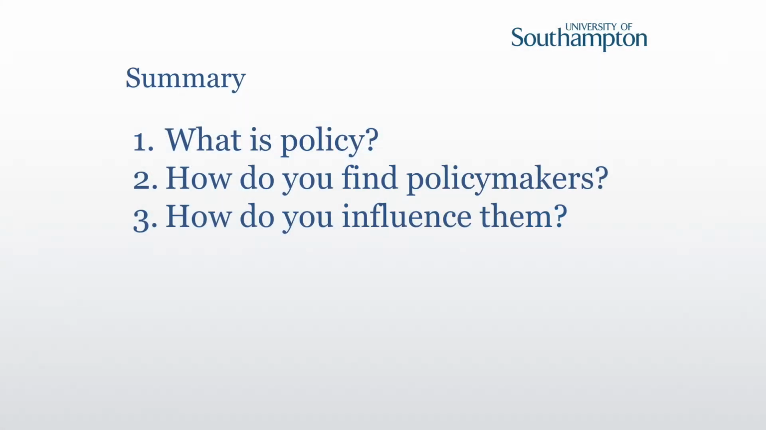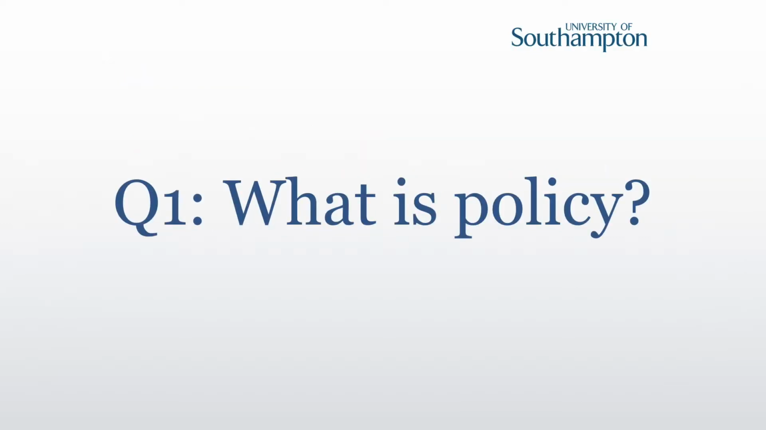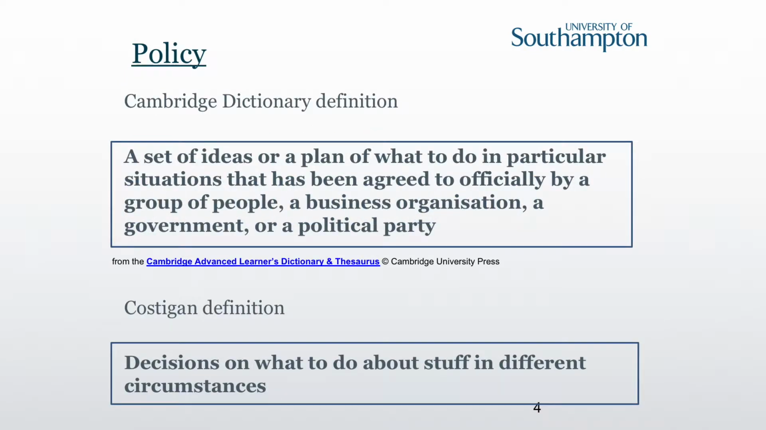Okay, so I'm going to answer the question, what is policy? We'll then talk a little bit about how to find policymakers and how to influence them. You can always rely on the University of Cambridge for a nice definition. That's set out here. It's 4 lines long because that's Cambridge for you. My rather simplistic definition is the one at the bottom. It's decisions about what to do about stuff in different circumstances.